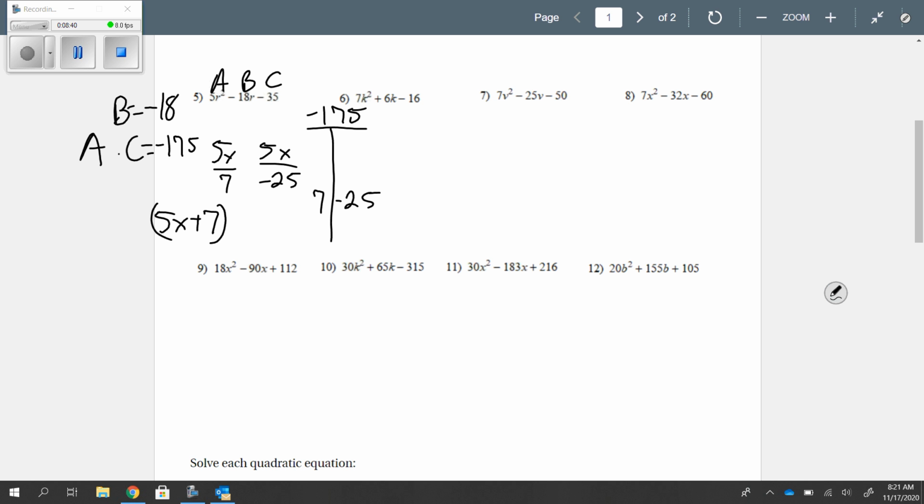5x minus 25, can that be simplified? Yes, they can both be divided by 5. So slash those out. That becomes x over negative 5. Can that be simplified anymore? Nope. So we know x minus 5 is part of the answer, and we are done. So remember, when you're doing the problems where A is greater than 1, just make sure you multiply A times C. A is not 1 this time, and then figure it out. We'll do one more like this, and then we'll move on.